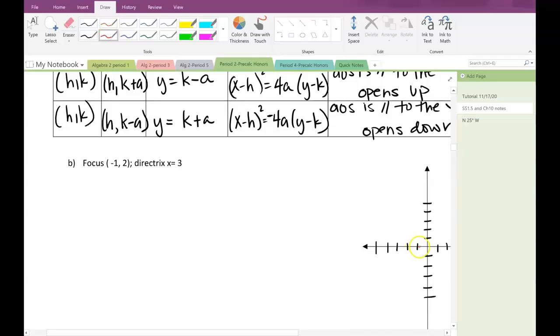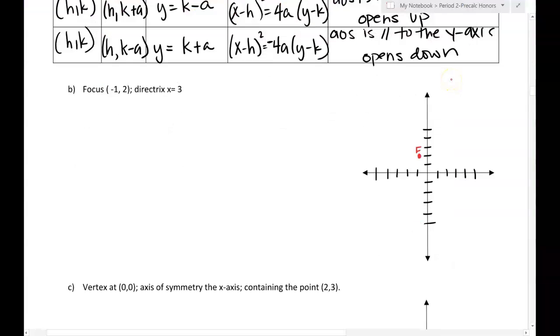Focus is -1 and then up 2. I'm going to use F for focus so I know what it is. Then the directrix is x equals 3. 1, 2, 3. So here is the directrix. Remember, the directrix and the focus, directrix. Okay. So in the middle of the focus and the directrix should be your vertex.